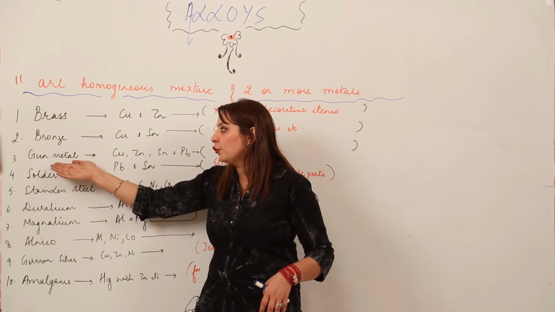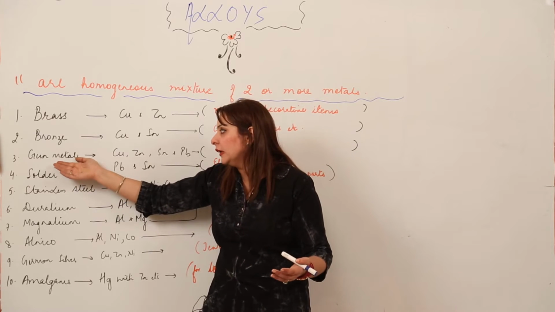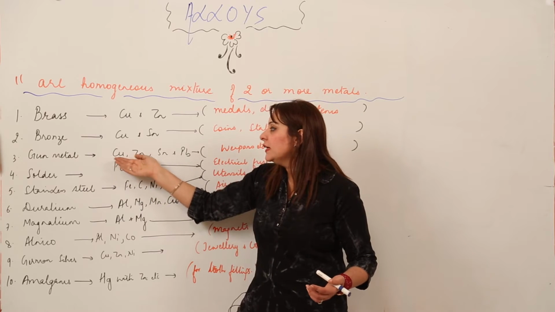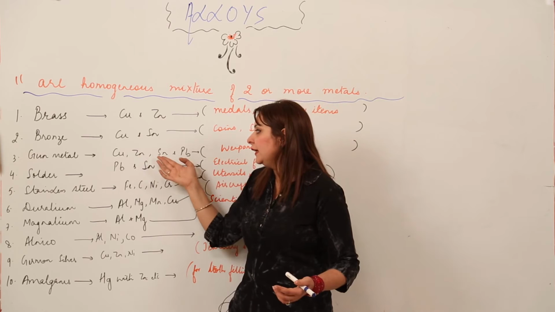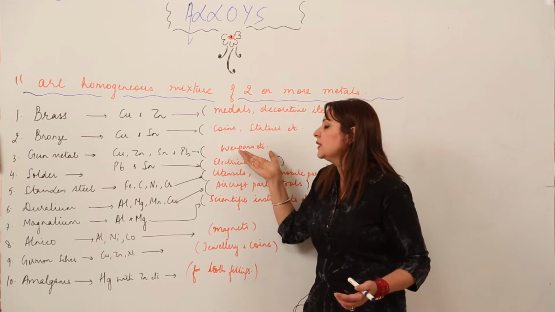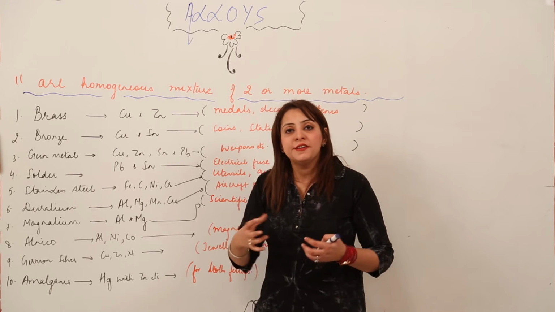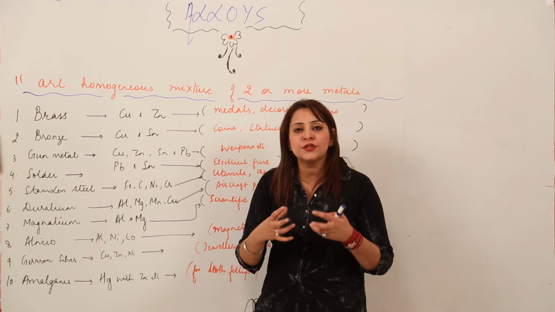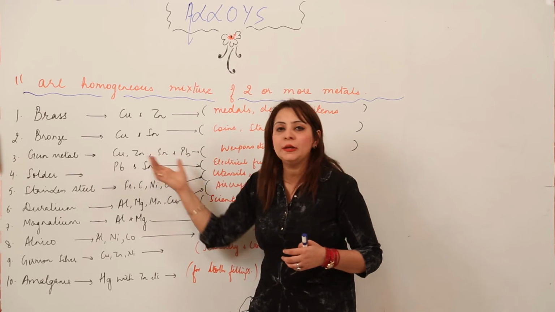Next, the third alloy of copper is gunmetal. It is made up of copper, zinc, tin and lead. Right, copper, zinc, tin and lead. And what purpose is it serving? We are making weapons out of it. How are we making weapons? It is used to make the rifles which are used in the weapons, or the bearings which are used. It is made up of gunmetal.